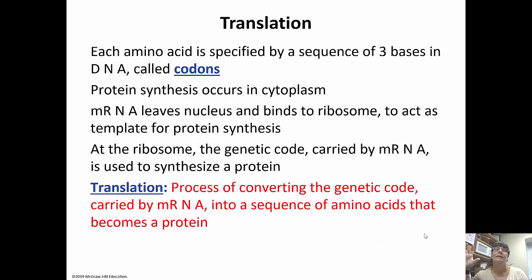Once the RNA combines with the ribosome, now we're in the process of translation. Each amino acid sequence is going to be specified by 3 bases called codons. Protein synthesis happens in the cytoplasm because, remember, the messenger RNA left the nucleus to bind to the ribosome. At the ribosome, it's going to read the messenger RNA. So think about translation. If you translate for somebody, you're kind of reading it to them. The ribosome does the same thing. It translates that piece of messenger RNA into the sequence of amino acids that will become the protein.